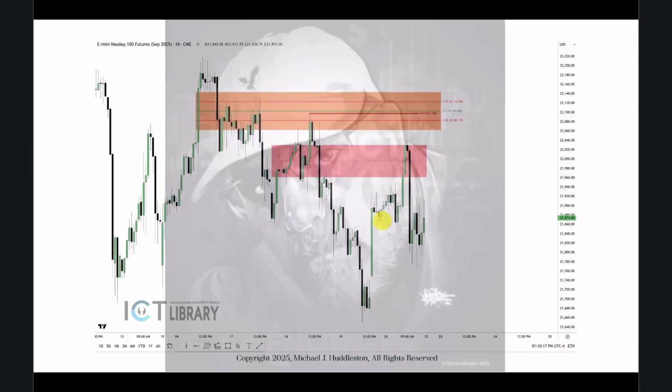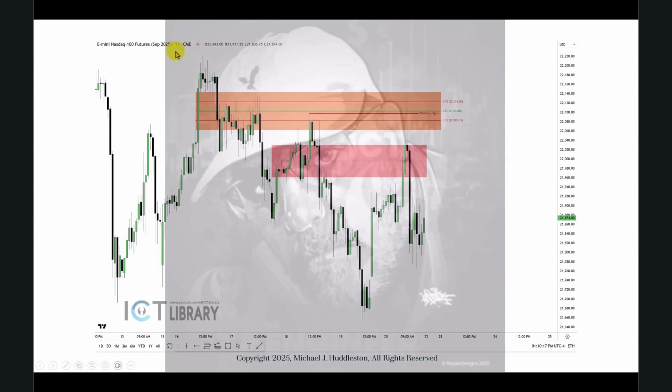Here we have the 1 hour chart. Now, I want you to think about how I taught market structure in the past, and how I use long-term highs, intermediate term highs, and short-term highs. For instance, we have this high right here. This high is a long-term high on this 1 hour chart.